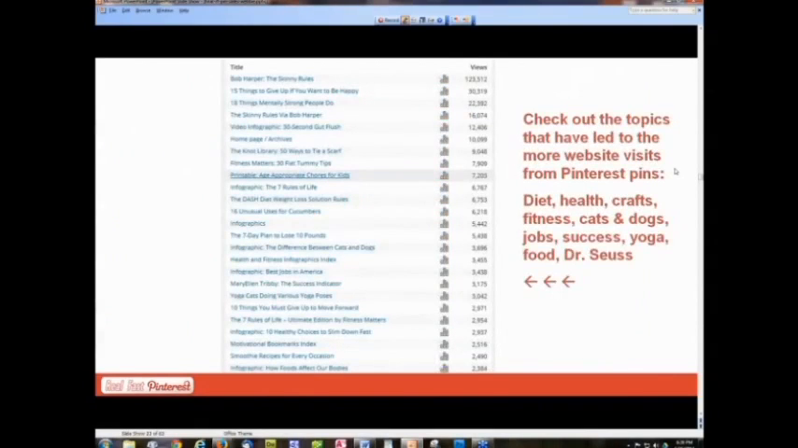Here are some of the topics that have led to more website visits from Pinterest pins: diet, health, crafts, fitness, cats and dogs, jobs, success, yoga, food, and people love Dr. Seuss. Another one that seems to drive a lot of traffic is quotes from Disney humor, but that I get a lot of reprints of that one, but not as many visits to my website. But you can see these are numbers that I took from a couple of days ago. Total views of different pages, and almost all of that traffic, 95% of that traffic has come from Pinterest for all of these.